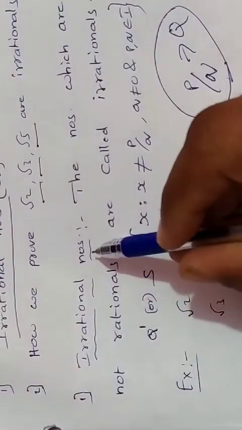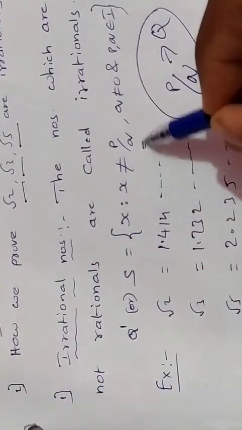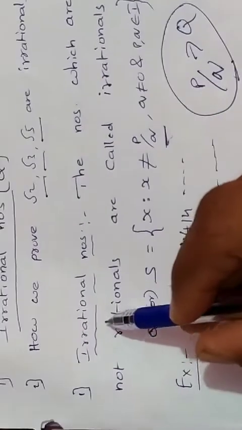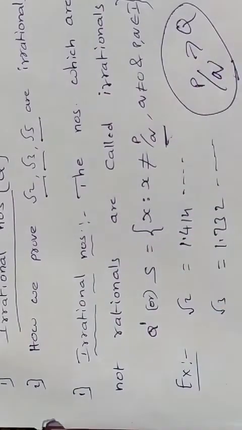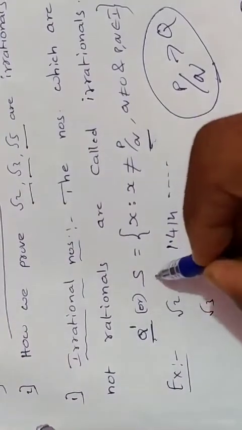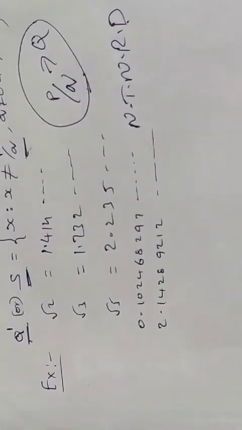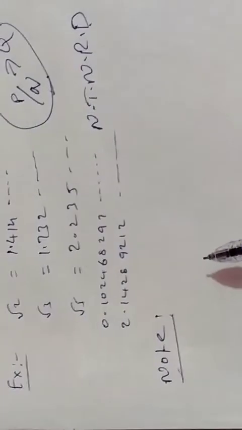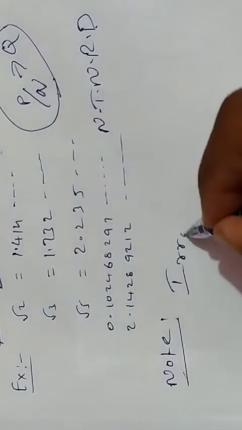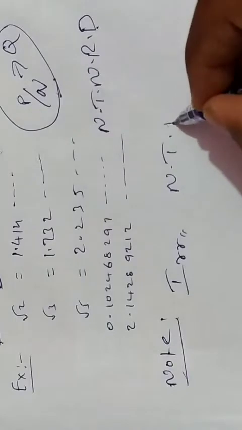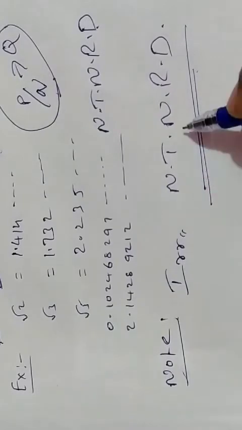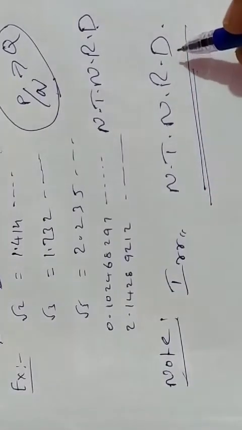So irrational numbers cannot be expressed in p by q form. Such types of numbers are called irrationals. And the set of irrationals is denoted with Q dash or S. Here one small note: irrationals are non-terminating, non-repeating decimals. So keep in your mind, irrationals are non-terminating, non-repeating decimals.